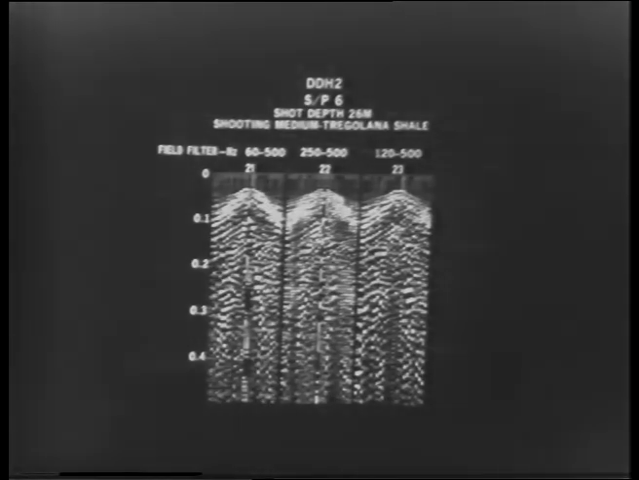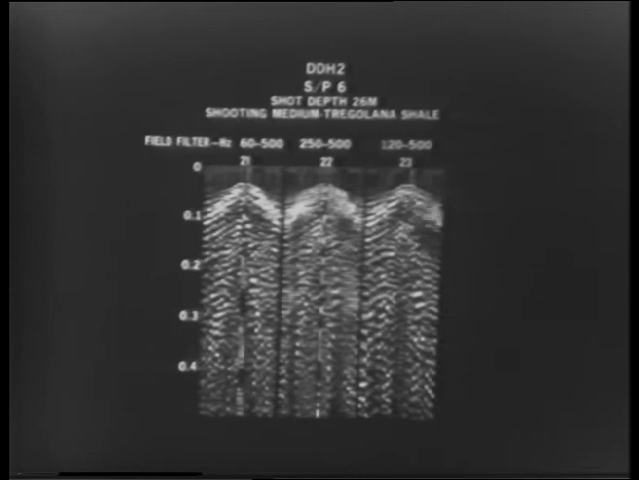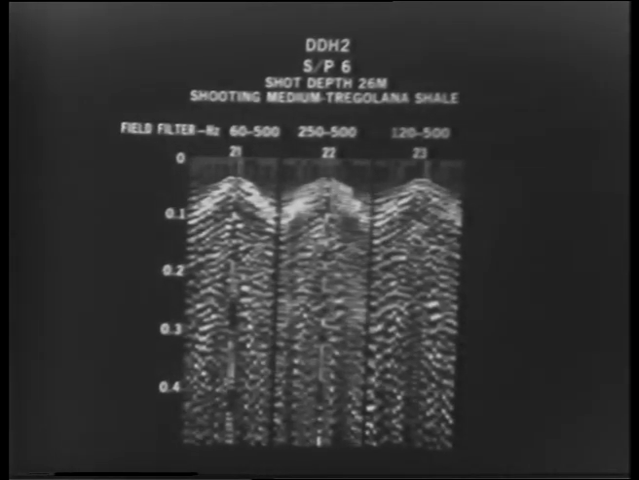Here's an example. Various shots at the same depth, 26 meters, shot in a shale which is at the base of the weathered layer. This one here, field filters are 60 hertz low cut to 500 high cut. Here we have 250 hertz low cut, and again 500. And here we have 120 hertz low cut, and again 500.